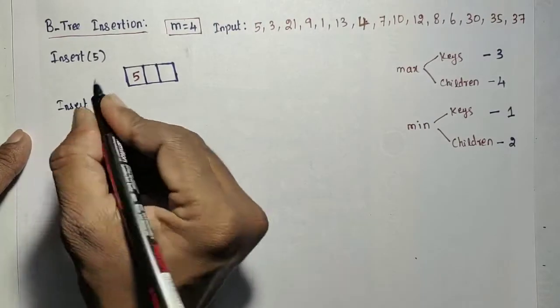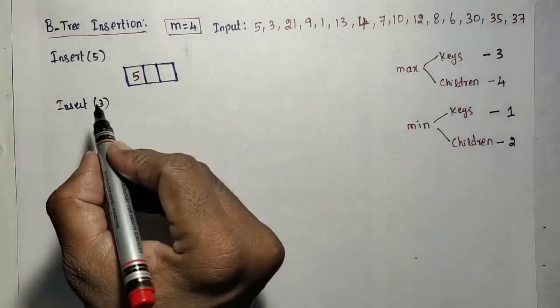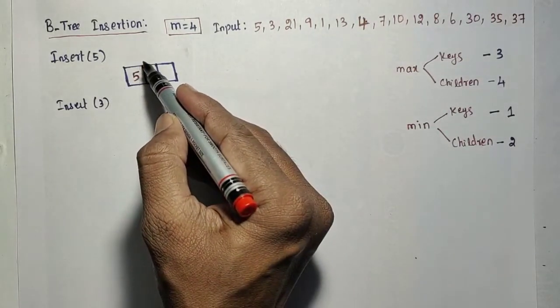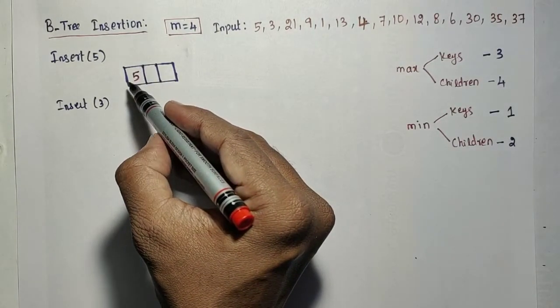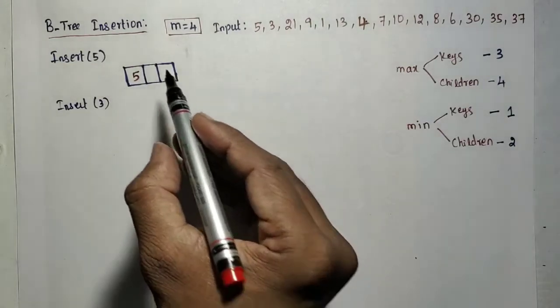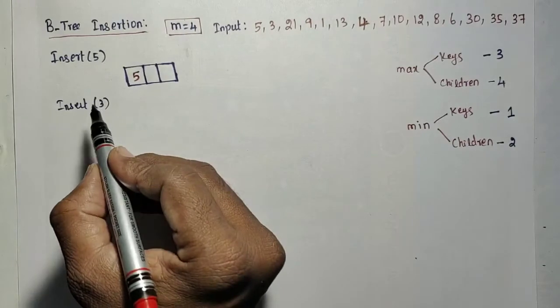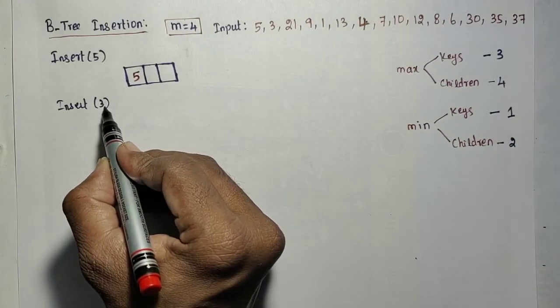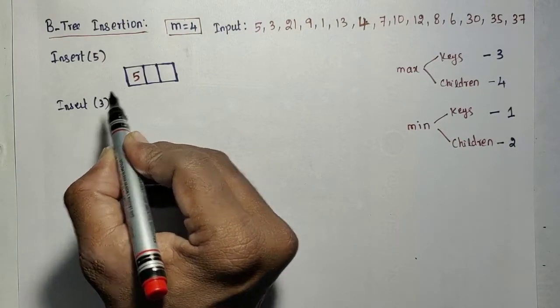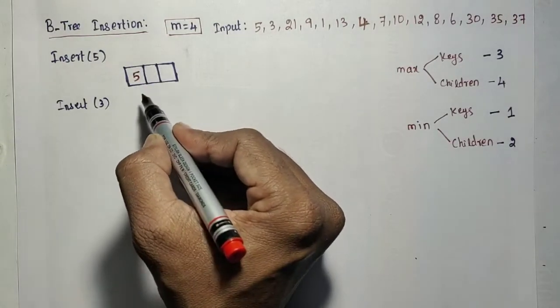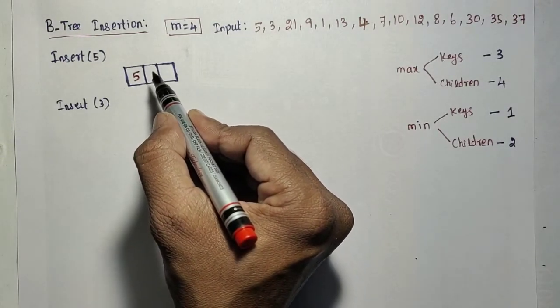Insert 3. Again I need to look for the leaf node. In a BST, we start from the root and go to the left side or right side. But here the root itself is the leaf now. So I need to check first whether the new element can be inserted in the root itself, that is, whether space is available in the root itself.